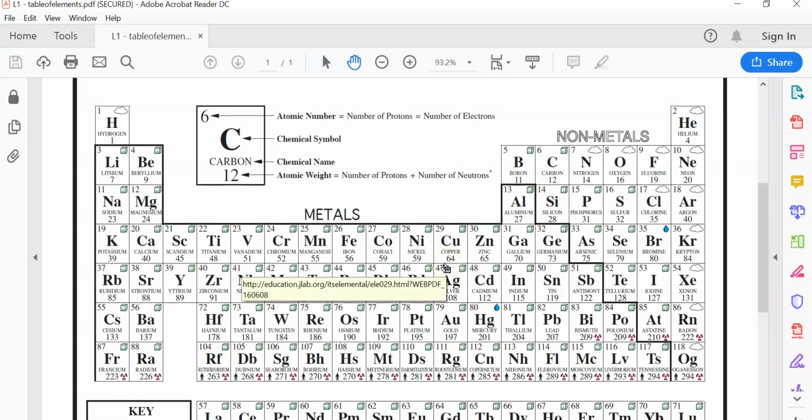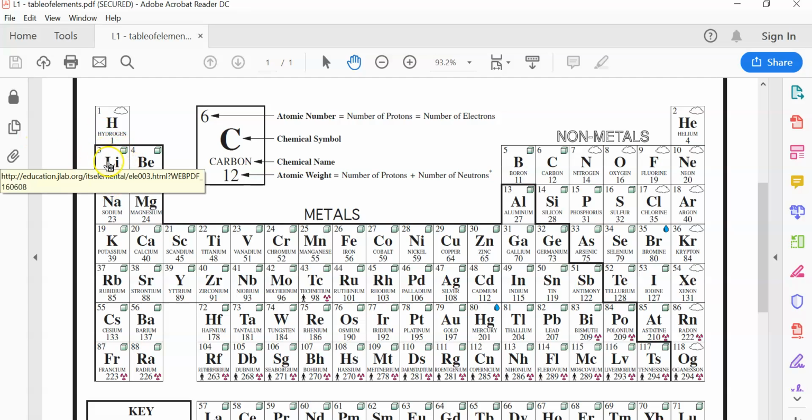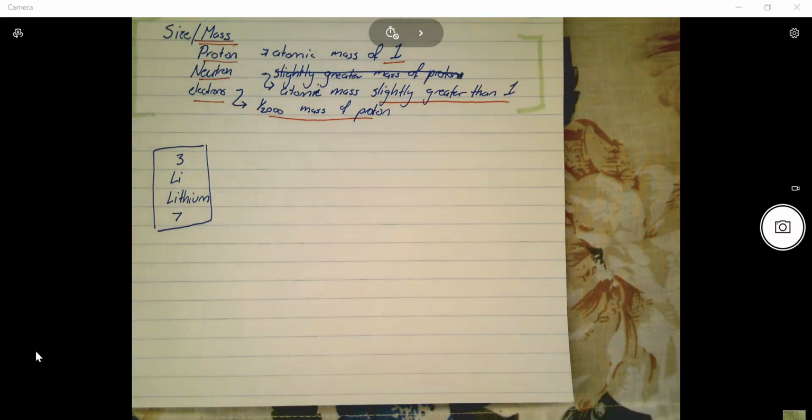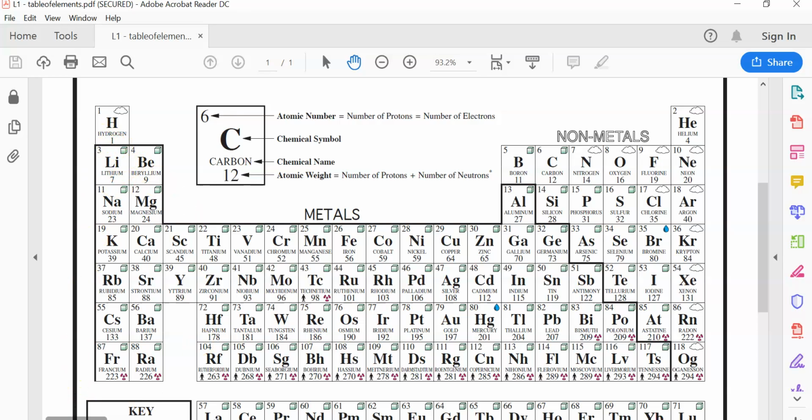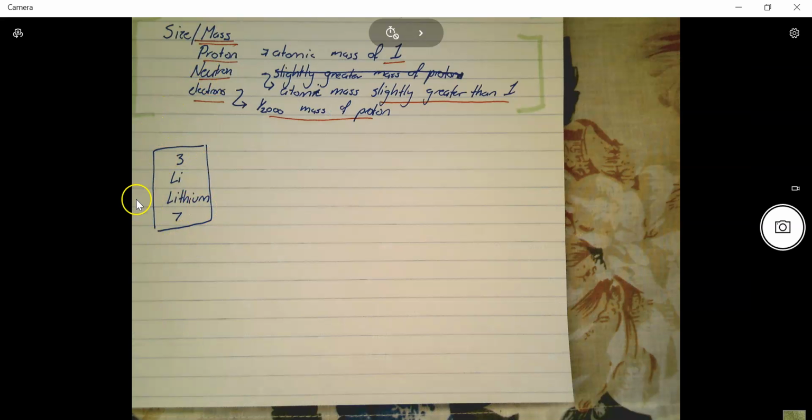So we have to be able to read what all these numbers mean, and we need to be able to interpret that. So let's have a look at, for example, lithium. It has a number 3 at the top, has a symbol Li, and it has the number 7 at the bottom. So I went ahead and drew what we get from the periodic table. I just drew the element lithium from the periodic table here.